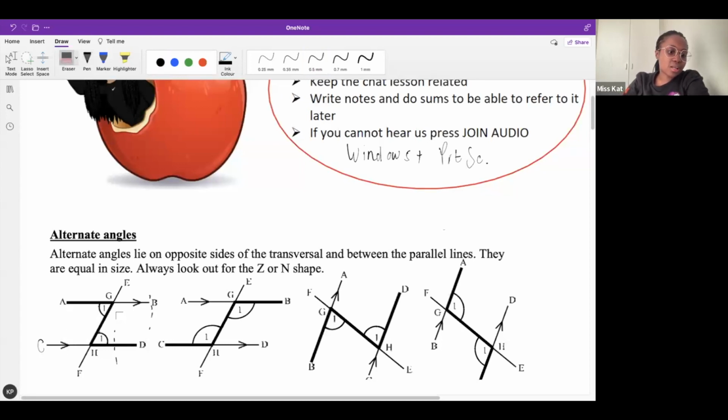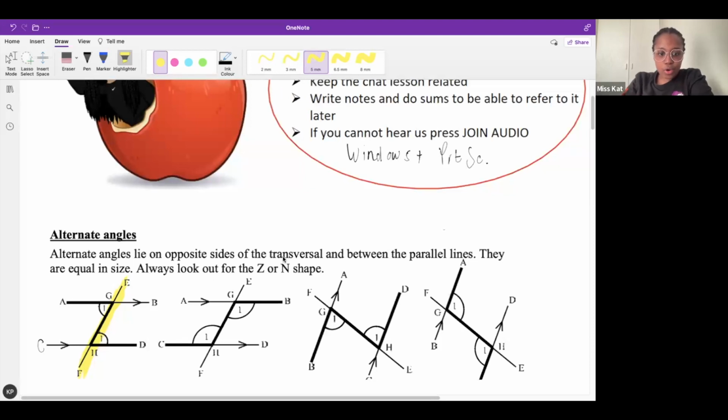So you guys did a little bit of an introduction with Teacher Jen on parallel lines. Now let's go through it. Alternate angles. These are the angles that are related to parallel lines, okay? So alternate angles lie on opposite sides of the transversal. Now let's remind ourselves, the transversal would be EF. It's the line that cuts two or more lines. So EF goes through AB and it goes through CD. So that is our transversal.